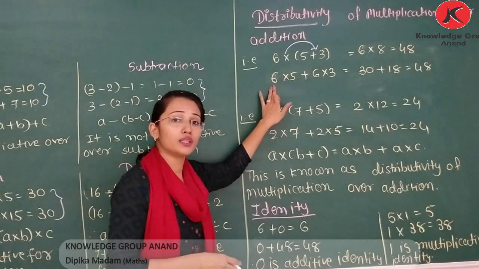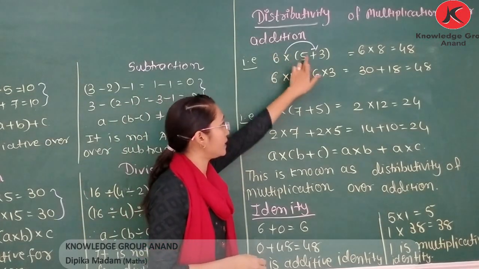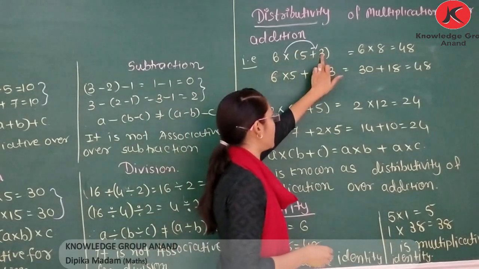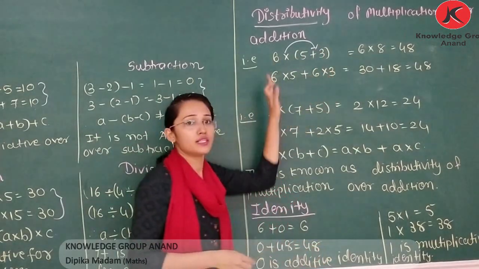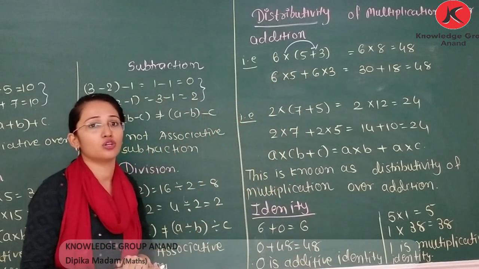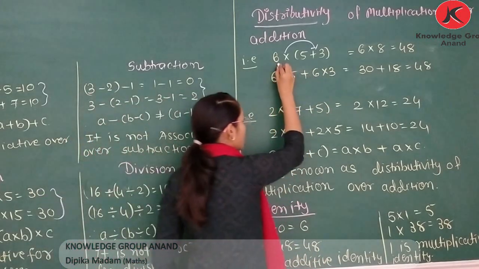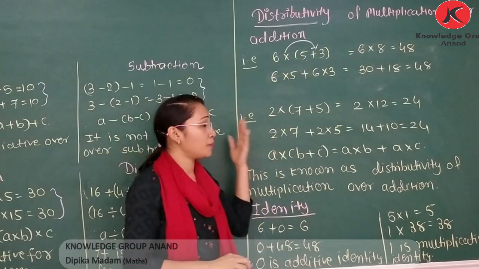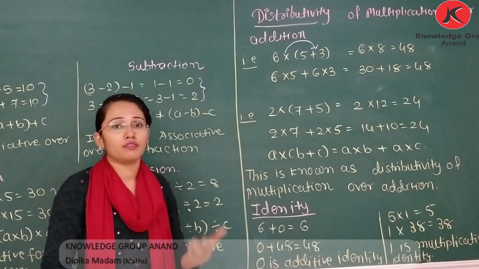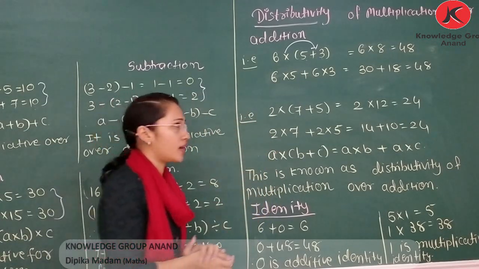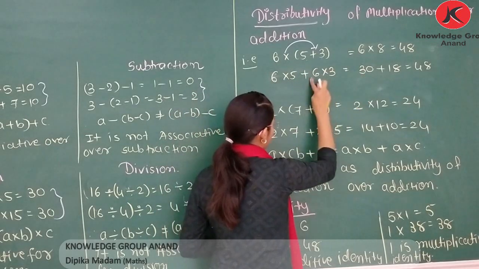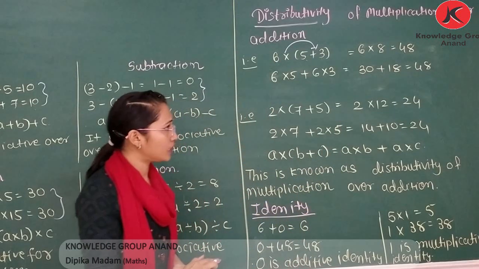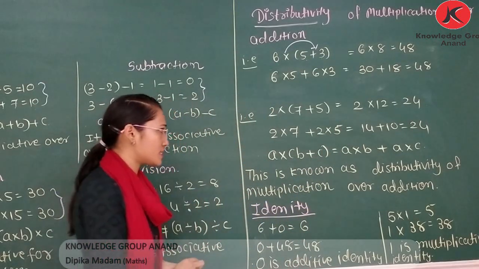Now if we open the bracket, 6 is multiplied with 5, plus 6 is multiplied with 3. So it is called distributivity of multiplication over addition. It means this 6 is multiplied with both numbers in the bracket. So 6 fives are 30, 6 threes are 18. If you add these numbers, the answer is 48. Both answers are the same.